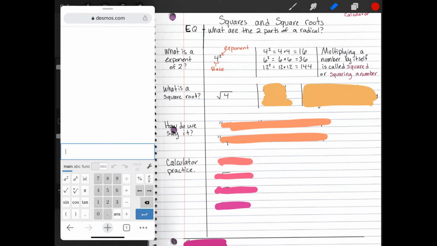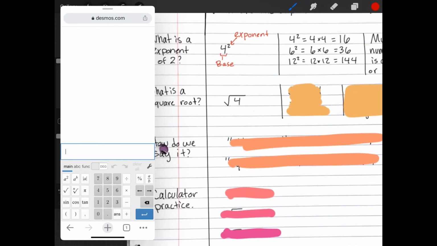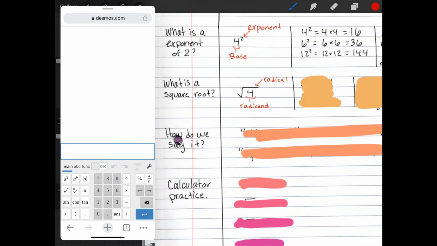A square root kind of looks like a division sign, but it's not division. It's something better than division. We have this little house that is called a radical, and inside that little house is called a radicand. This radical is not division. It has this little kick right here, so that's what makes it not division. It's just a square root. It's also called a radical. And let's see what they do.